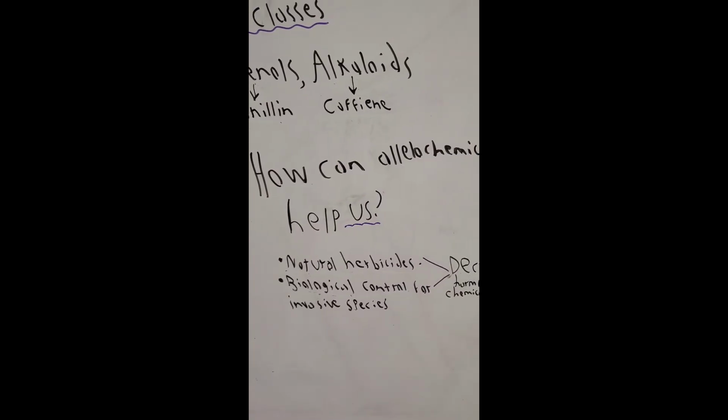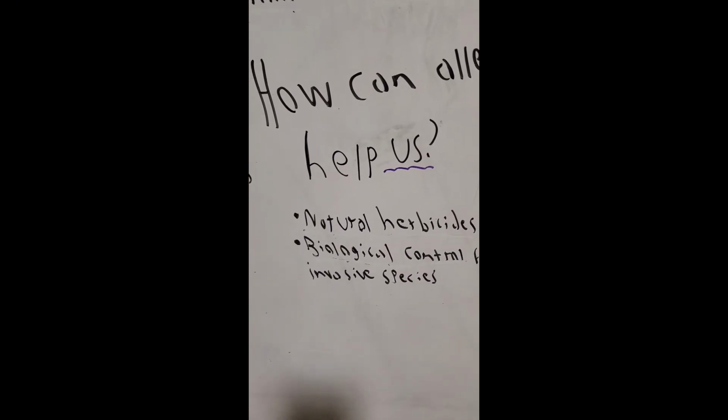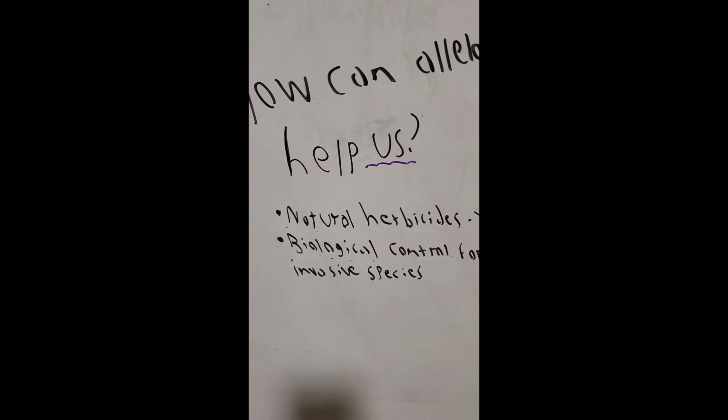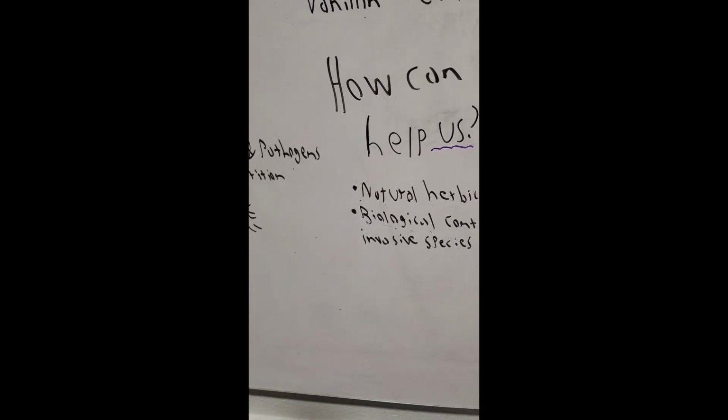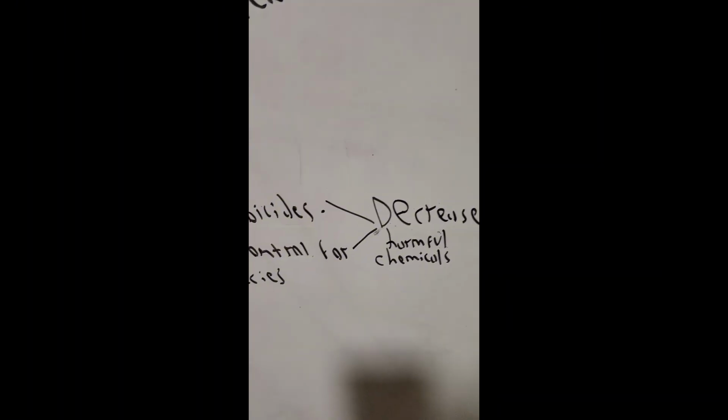So how can allelochemicals help us? Well, they can be used as natural herbicides and for biological control of invasive species. So if we use them, we don't have to use as much harmful chemicals that can harm us, animals, and other plants. And now we're going to take a field trip to see an example of allelopathy.